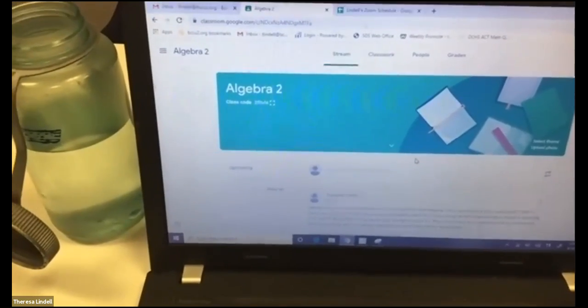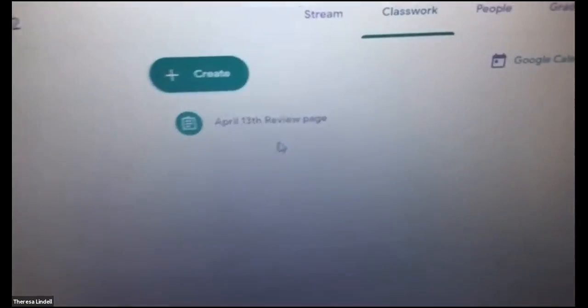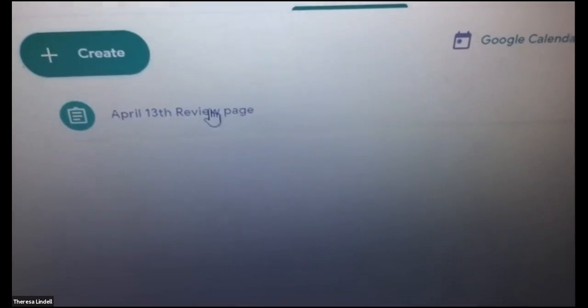I know it has the days labeled on there, but if you're like, wait, was this part supposed to be notes? Am I doing this part? What's happening? So that's what I'm going to do. Obviously you've probably seen this because there was a Zoom meeting, but I posted here's the April 13th work. And under the classwork is where I'm putting where you can put homework. So this right here is the April 13th review page.